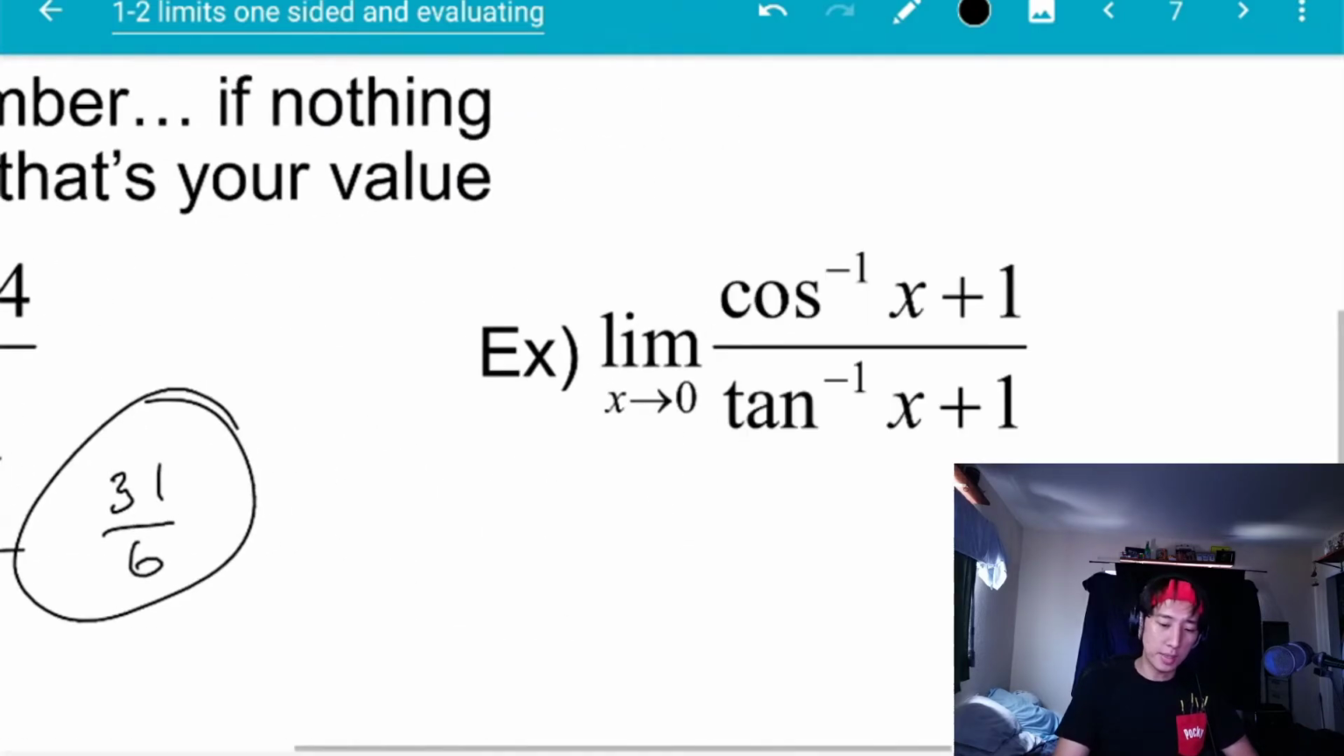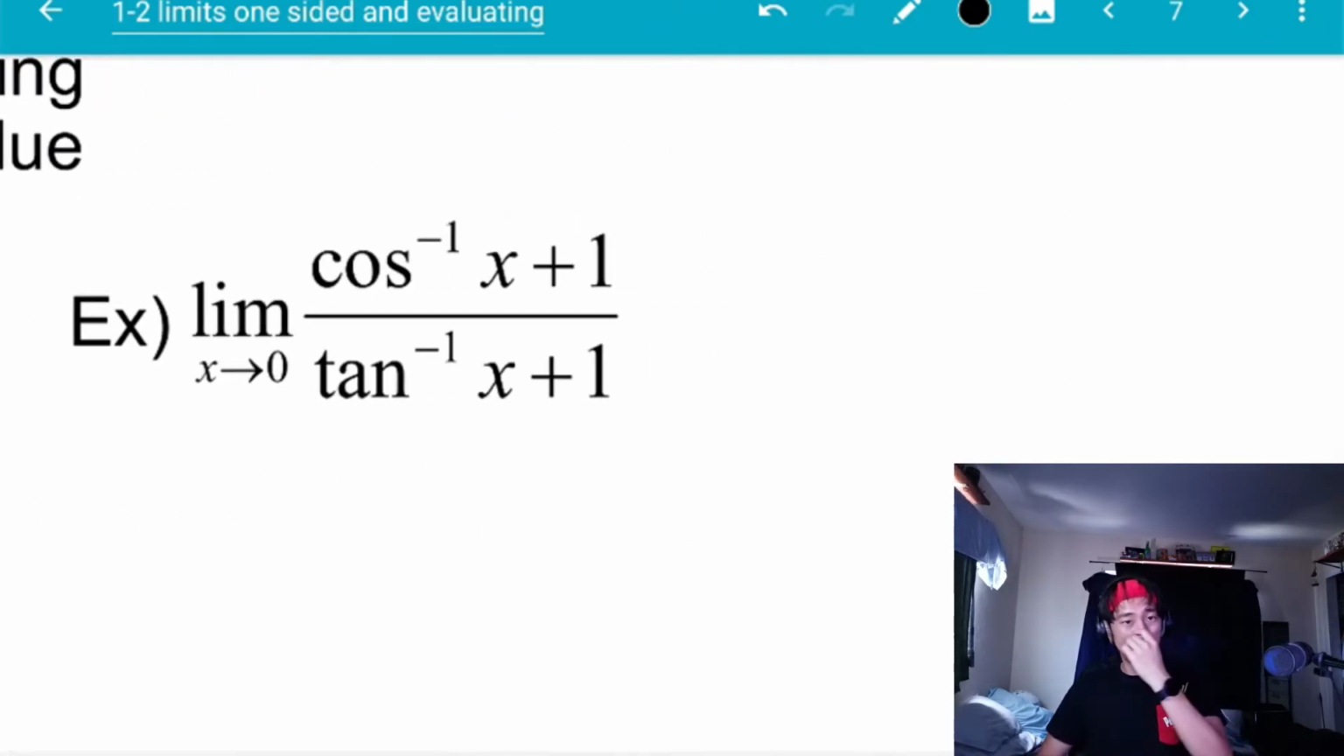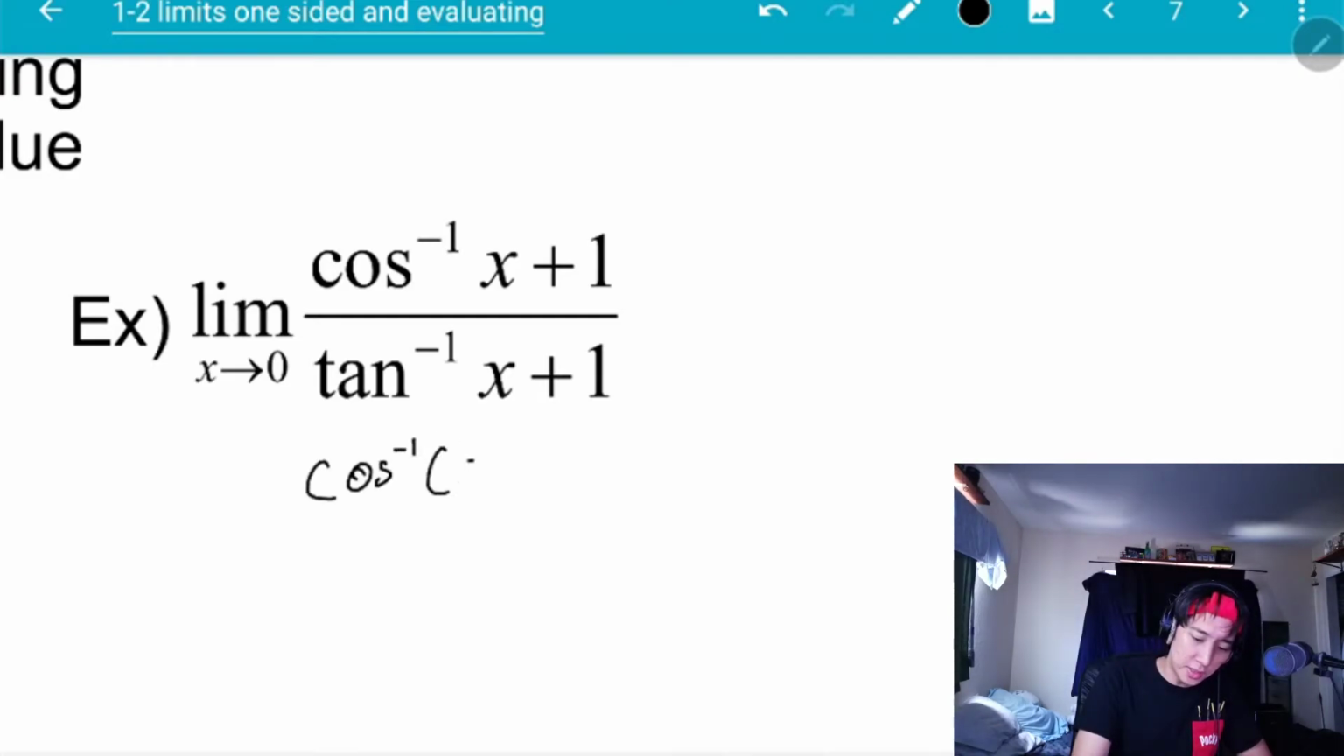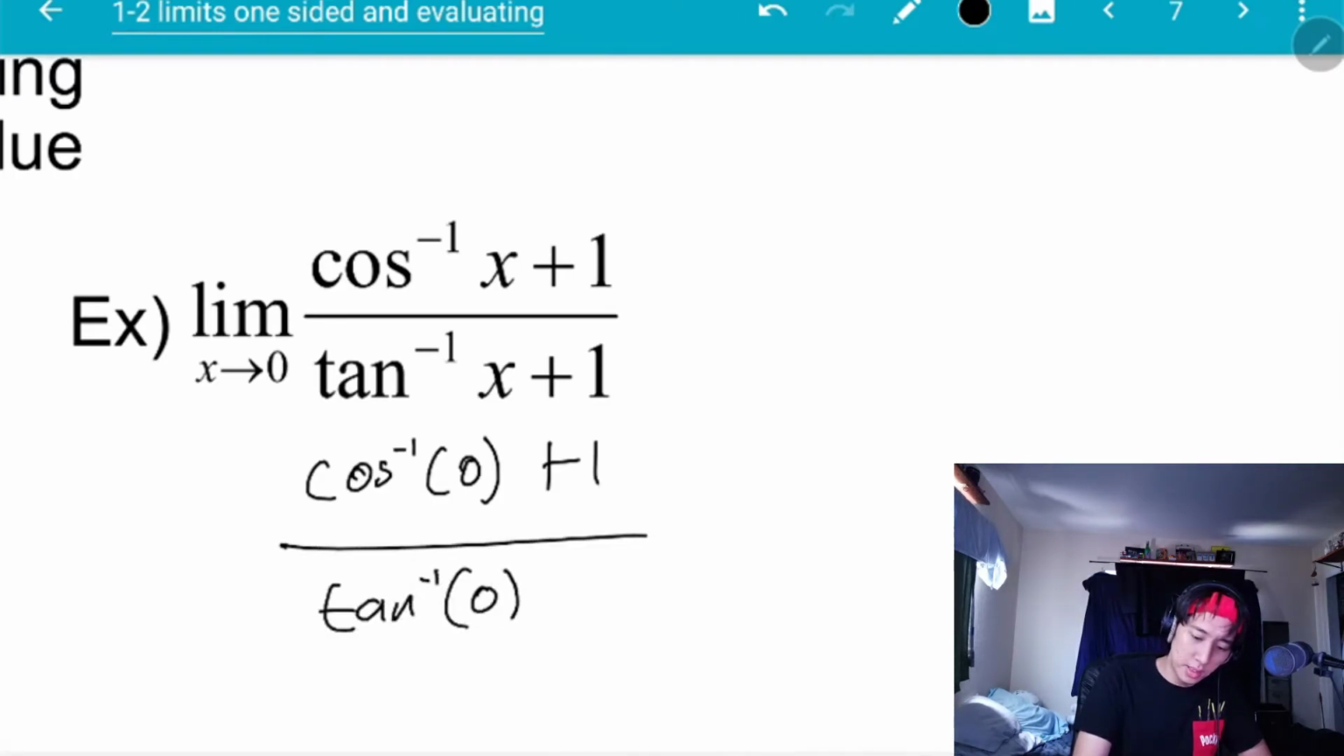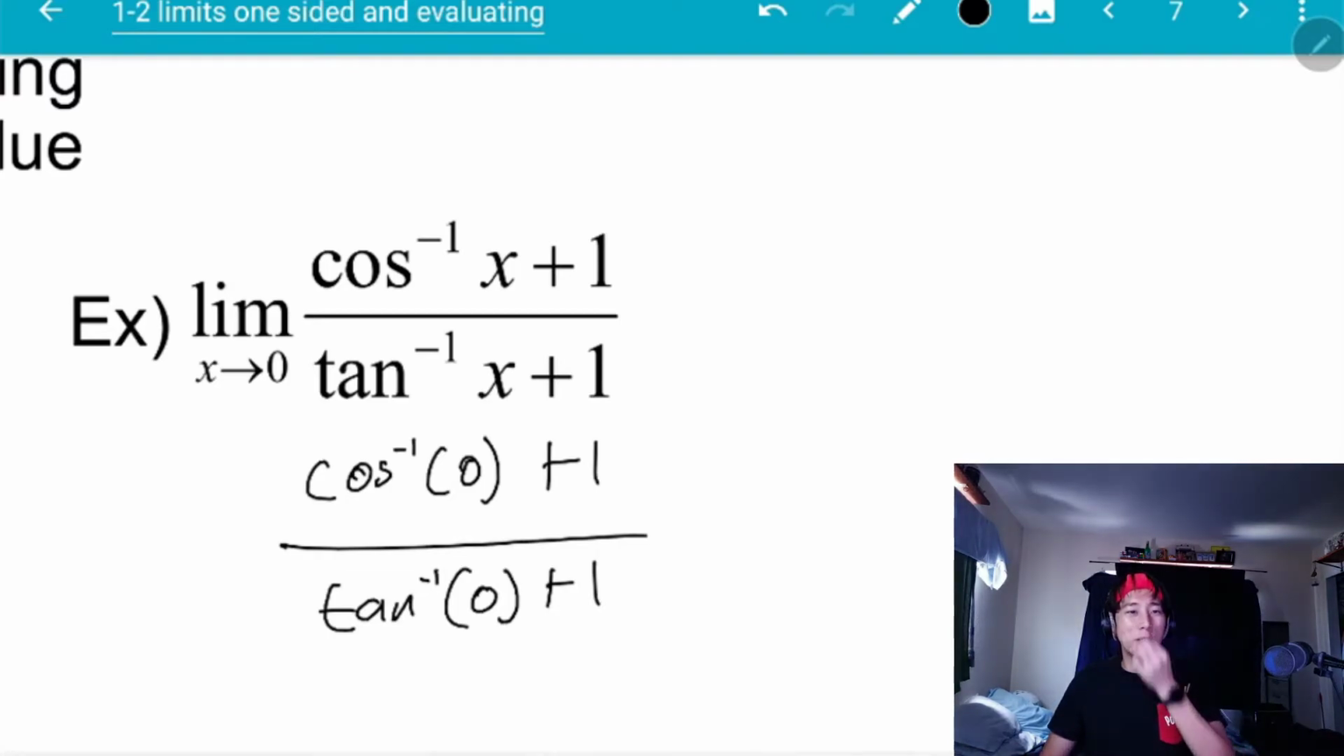Okay, next we have something like this. This is a little bit more fun, but again, it's the same concept. If I were to plug in 0 for this, all I would get is cosine inverse of 0 plus 1 over tan inverse of 0 plus 1. What is the cosine inverse of 0? Does everyone remember their bubble boy and bubble girl?